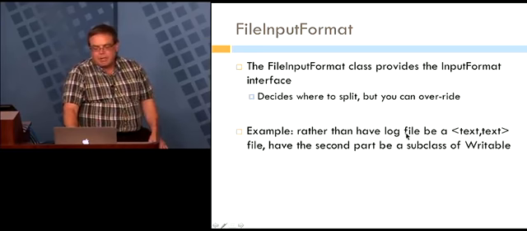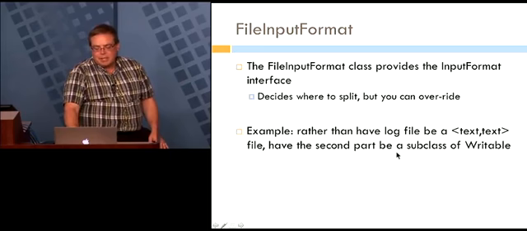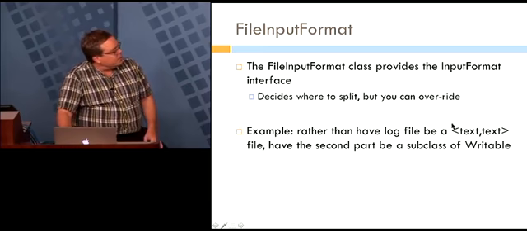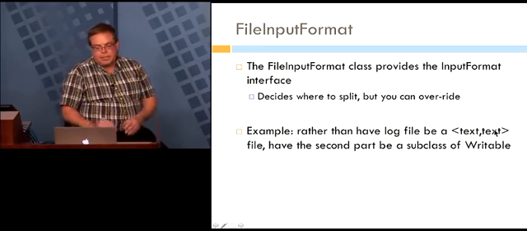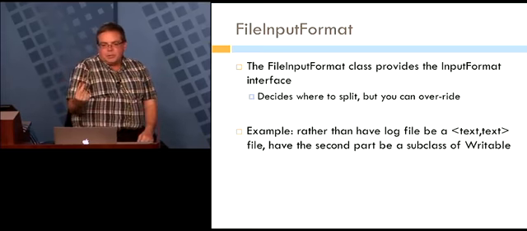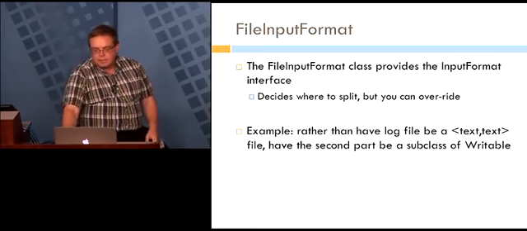So for example, rather than having the log file be a text file, the second part might be a subclass of something else rather than just text. So it might be like, instead of it being a URL, you know it's going to be a number, and so you turn it into a 32-bit int, something like that.